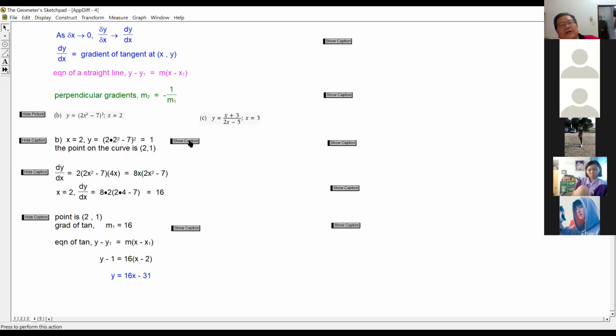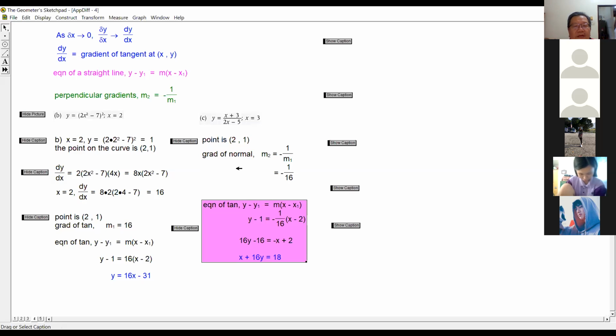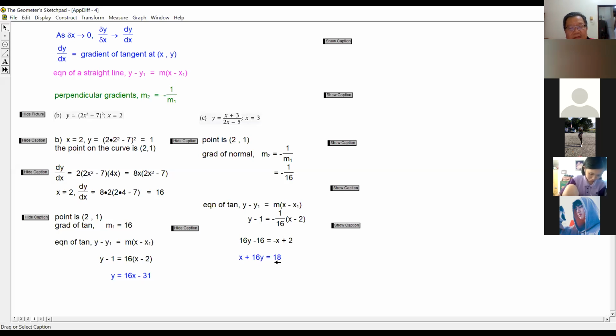Next we proceed to find the equation of normal. To find the equation of normal, you have to find the gradient of normal first. The point is (2, 1), again still the same point. But for the normal, the gradient is m2. How to find m2? You take the value of m1, inverse it, change the sign, and you have m2. Knowing the point and the gradient, you substitute into the formula and find the equation of the normal.